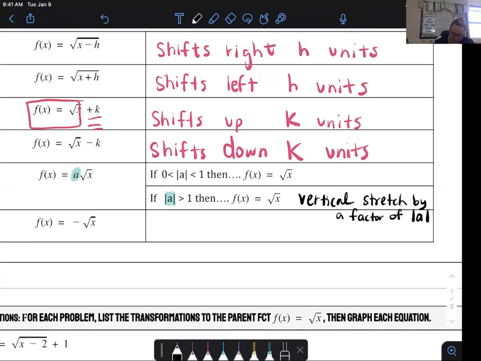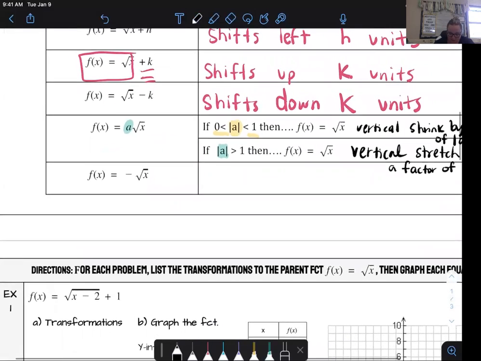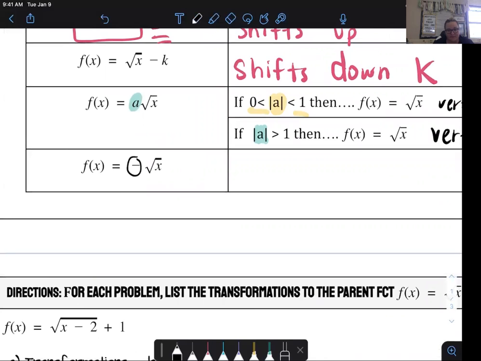If the absolute value of a is between 0 and 1, so it's a number less than 1, but it's greater than 0, so it's still positive, but it's less than 1, so it could be like 0.9, 0.8, 1/2, 2/3, 1/8, then your graph has a vertical shrink. So we're going to have a vertical shrink by a factor of the absolute value of a. And then if you take the entire function and you multiply it by a negative, you're going to have a reflection over the x-axis.